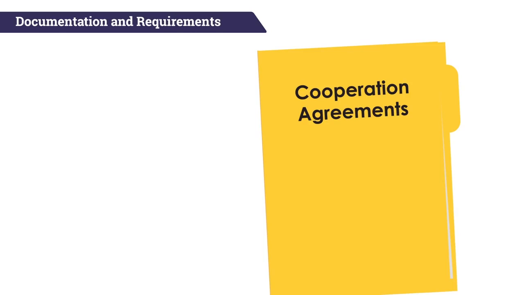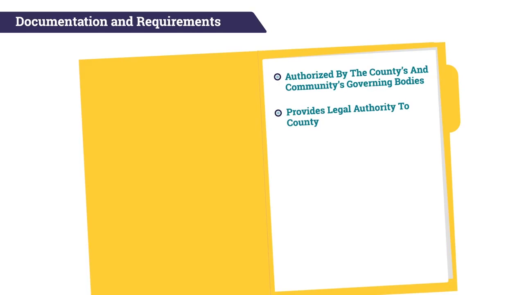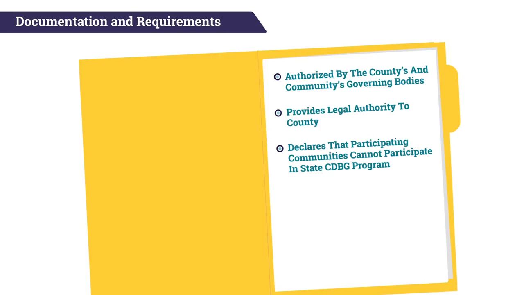Urban counties must meet certain standards for their cooperation agreements with participating communities. Requirements include: The agreement must be authorized by the county's and community's governing bodies. Legal counsel must determine that the terms and provisions of the agreement are authorized by state and local law, and that it provides full legal authority to the county. The agreement must state that it covers the CDBG program, and participants in the urban county may not seek funds under the state CDBG program. The agreement also covers the HOME and ESG programs, and participating communities will receive HOME and ESG funds through a formula allocation only through the urban county.